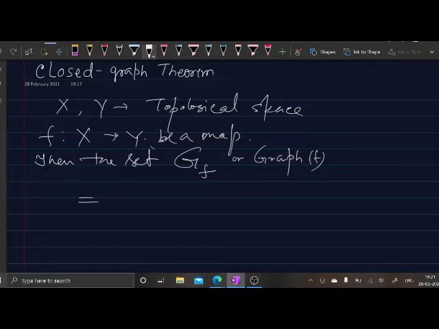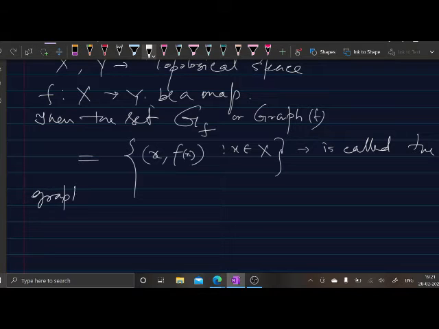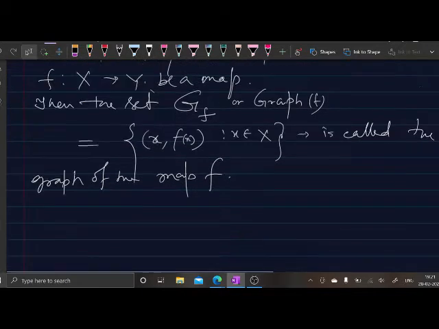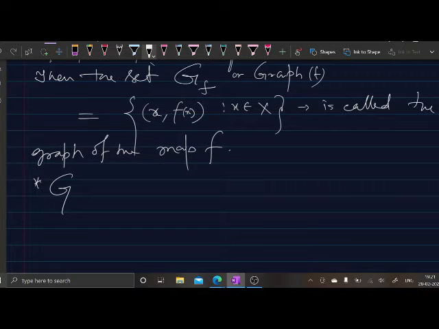Okay. So then the set denoted by this, consisting of the ordered pairs (x, f(x)), where x belongs to capital X, is called the graph of the given map f. So this is called the graph of the map. That means G_f is a subset of X cross Y.